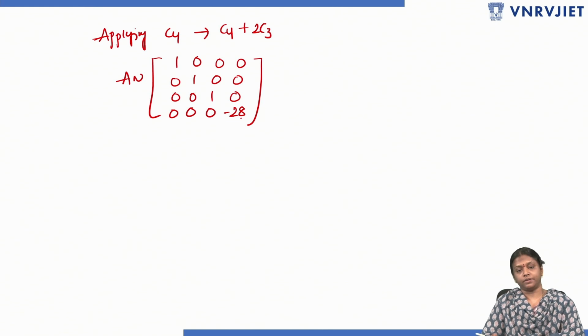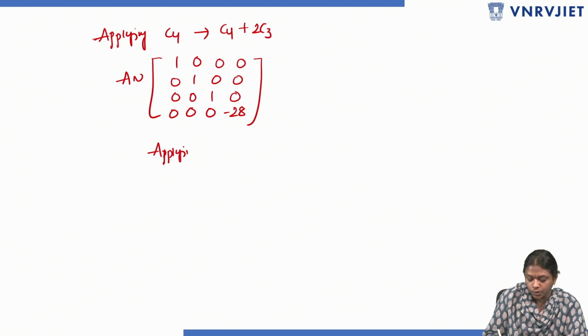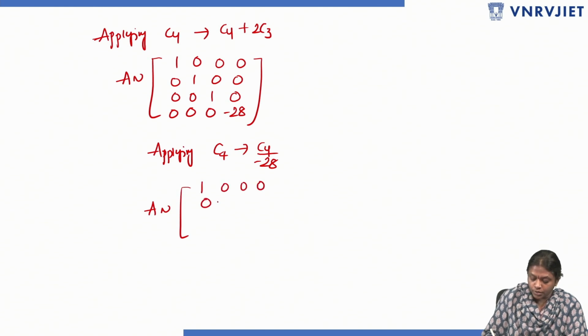So if you observe the given matrix now, we converted this into a matrix where, except the diagonal elements, the upper and lower triangle elements all are equal to zeros. But here we are having minus 28. We need to make that element also equal to 1. Now, you may apply either row or column. I am applying C4 tends to C4 divided by minus 28. So now I will be getting the matrix in the form 1 0 0 0, 0 1 0 0, 0 0 1 0 and 0 0 0 1.